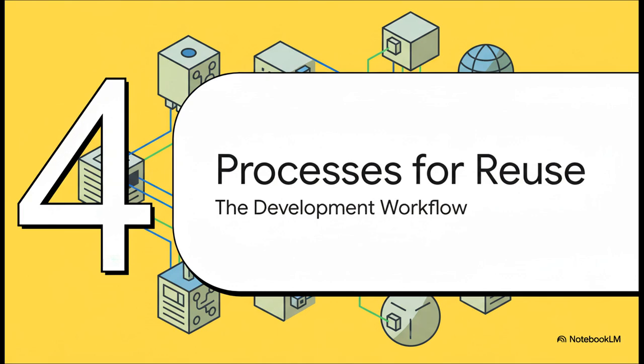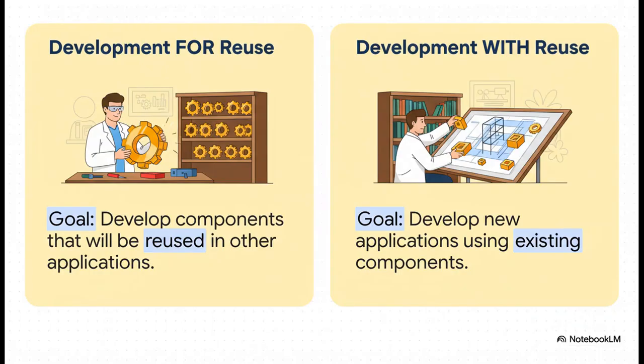Okay, enough theory for a minute. Let's get practical. If you actually decide to build software this way, how does it change your day-to-day development process? Because, as we're about to see, it's a pretty major shift from the old way of doing things. So in the world of CBSE, you're really juggling two different activities at the same time. Think of it like a kitchen. You have development for reuse, which is like the prep cooks. Their job is to create amazing, high-quality generic ingredients, perfectly chopped onions, a standard sauce, etc., and put them in the pantry. That's your component library.